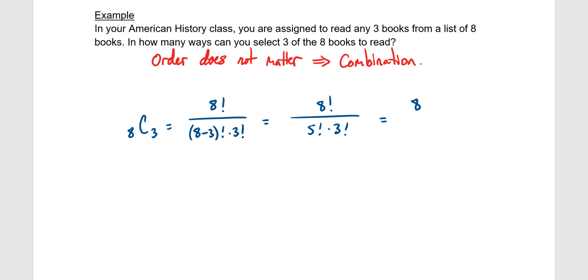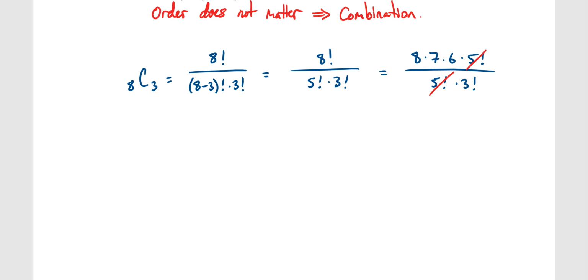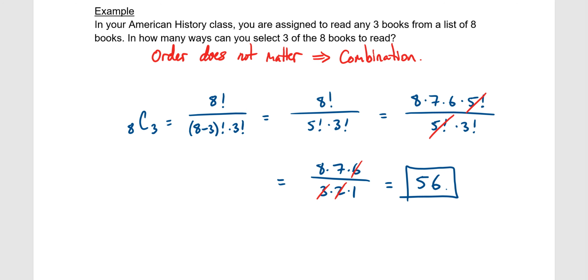Let's cancel that 5 factorial. 8 times 7 times 6 times 5 factorial in the numerator. And we have 5 factorial divided by 5 factorial, and they cancel. We're left with 8 times 7 times 6 over 3 factorial, which is 3 times 2 times 1. 3 times 2 times 1 is the same as 6, so I'm going to cancel that in the numerator. We're left with 8 times 7, so we get 56. Okay, so there's 56 different possible combinations of choosing, in this case, 3 books from 8 books. Okay, so that is it for combinations.